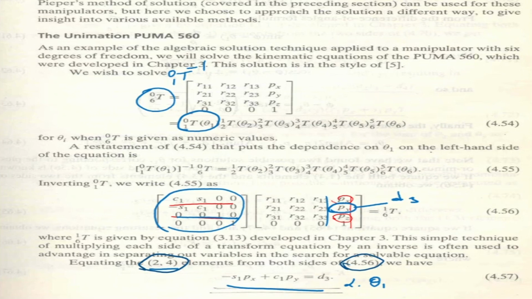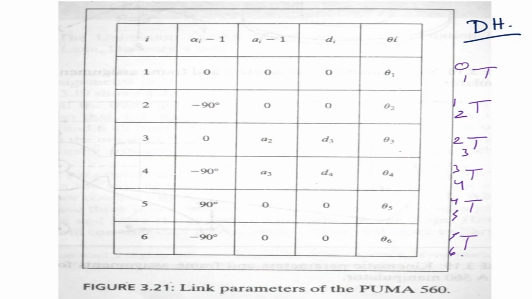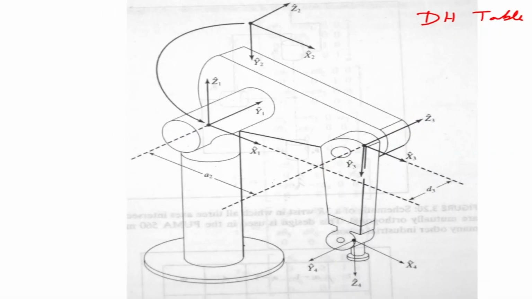So the question is, why is it that this term, PY, did not contain sine and cos? Now, we need to go back a little bit and look at the DH parameter table again. Okay. Now this is the DH parameter table that came up for the Puma robot. Now let's go back to the frame assignments and try and make sense out of it.